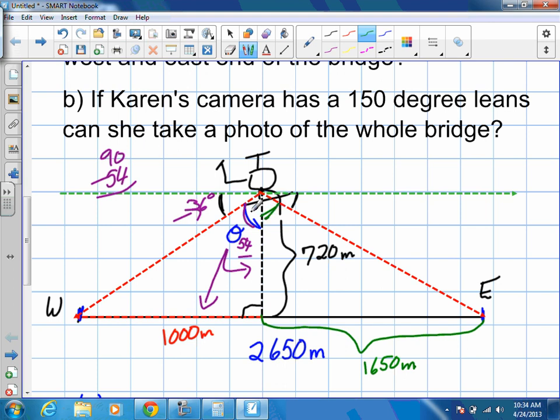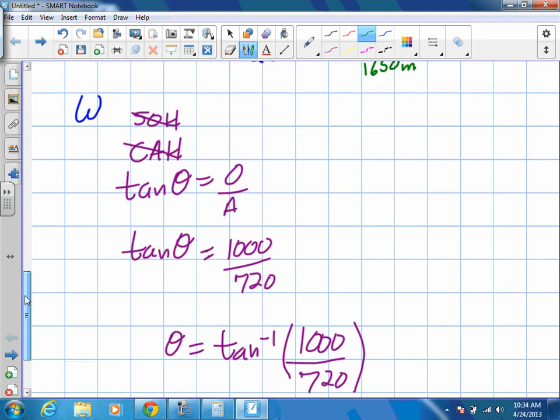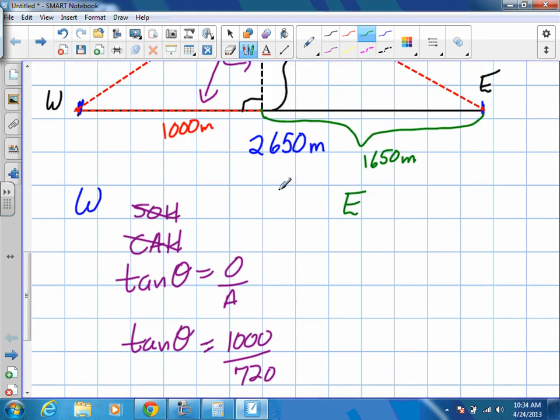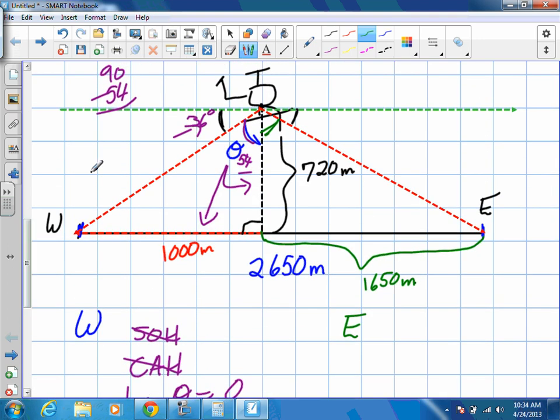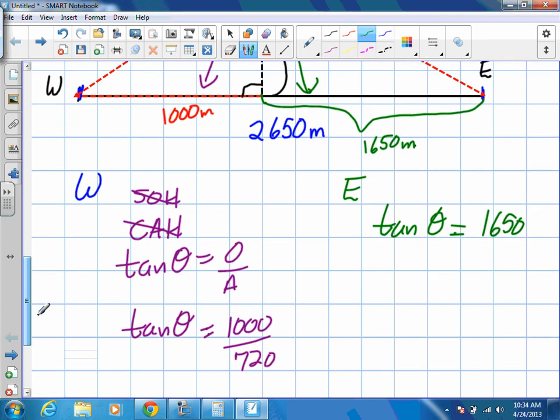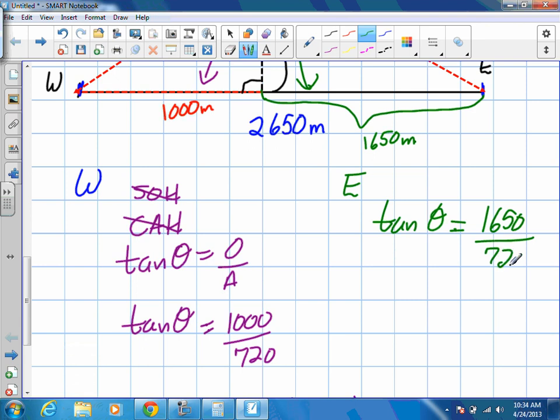Okay? So let's do the east end triangle. Again, which ratio are we going to use? Yeah, because we have opposite and adjacent again. So we're using tan for both of these. Tangent theta is equal to 1650 divided by 720. So we'll try to do this all in one step. I know tangent's got to go to the other side. It'll become tan inverse, with a power of -1.